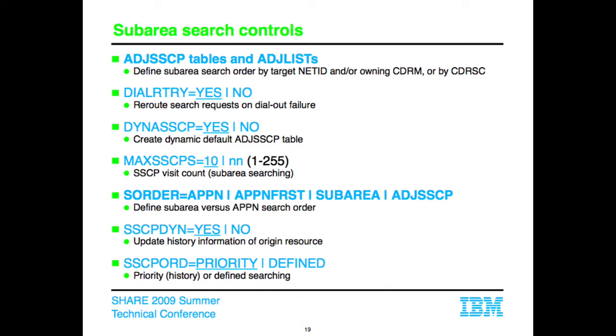This is your max SSCP, which is the depth that a search is allowed to go through. How many VTAMs can we send this thing? The S order, or the search order operator, is probably the biggest knob that you have, the most important knob to control. And then you've got some more dynamics down here on priority versus defined routing. Do we do things in defined search order, or do we remember which were successful and which didn't work, and use that to prioritize searches next time? I've highlighted the adjacent SSCP tables and the S order because those are basically the two that we're going to be talking about the most during this discussion of subarea search optimization.